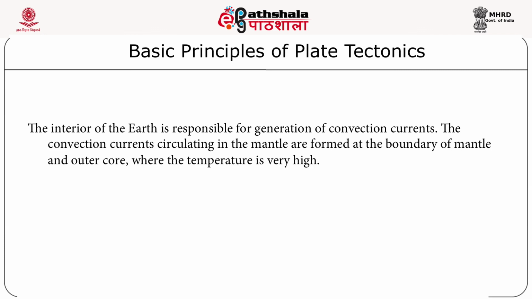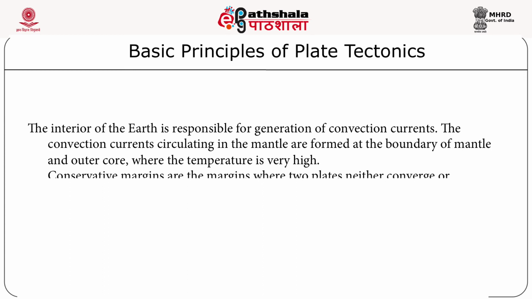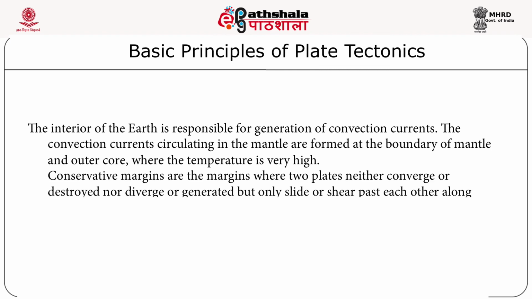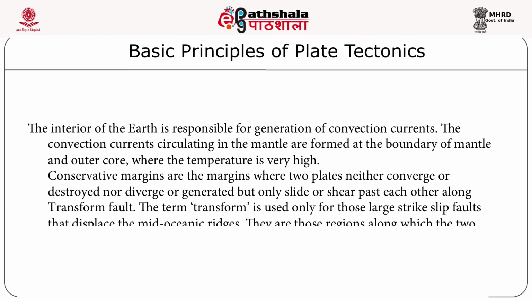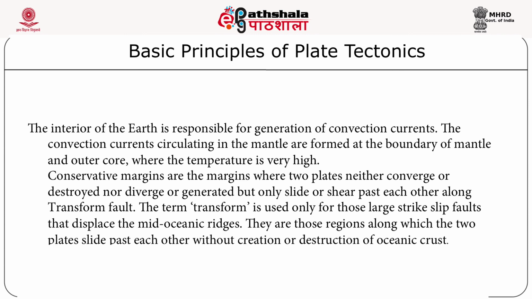Conservative margin: at these margins the two plates neither converge or get destroyed, nor do they diverge or get generated, but they only slide or shear past each other along a transform fault. The term transform is used for those large strike-slip faults that displace the mid-oceanic ridges. They are those regions along which two plates slide past each other without creation or destruction of oceanic crust.